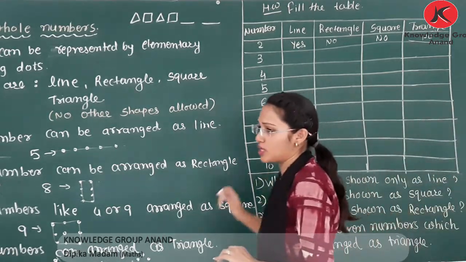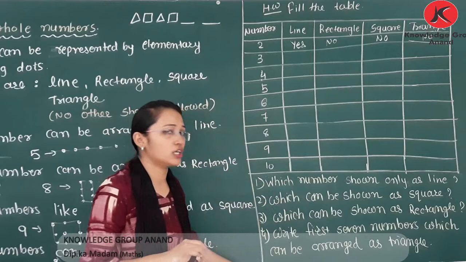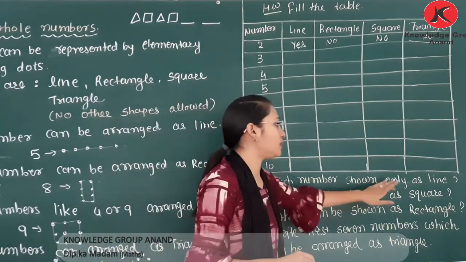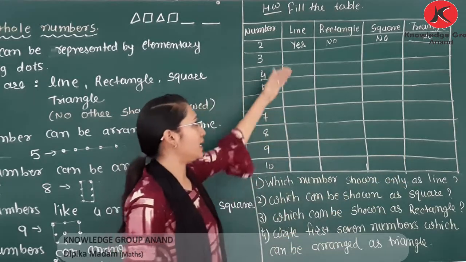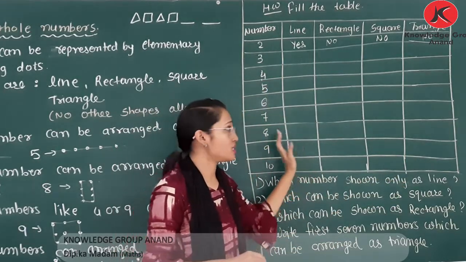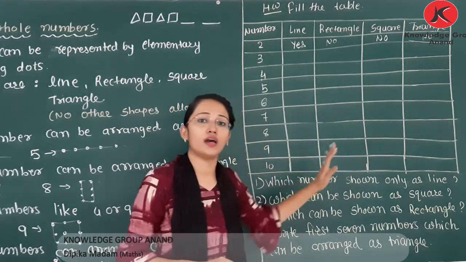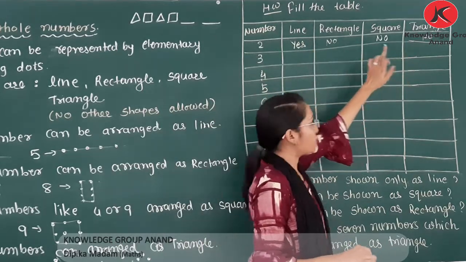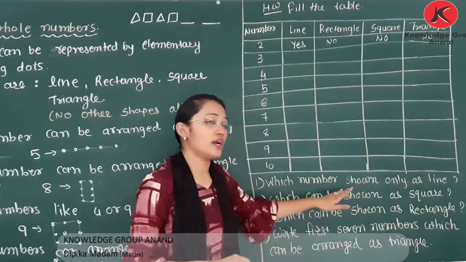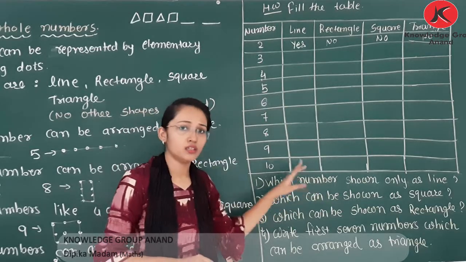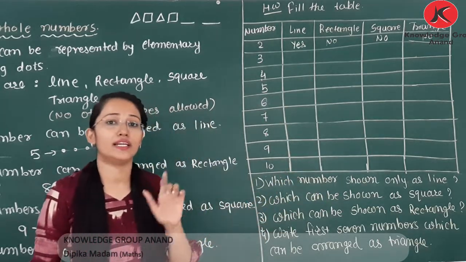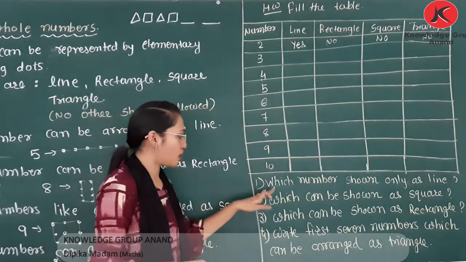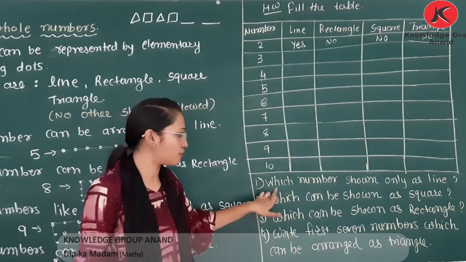After filling this table, you need to find the answers to the questions below the table. First is, which numbers are shown only as a line? From the whole table, write the numbers that have yes only in line, meaning the remaining three have no. You can see for 2 it is yes and the remaining are no. So 2 is a number that can be arranged only as a line. You have to find the remaining numbers. Which numbers are yes only in line, that can be represented only as a line? You have to write those numbers as the answer of the first question.